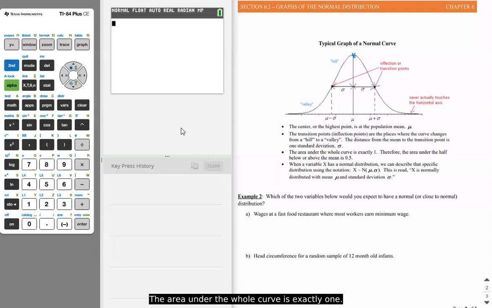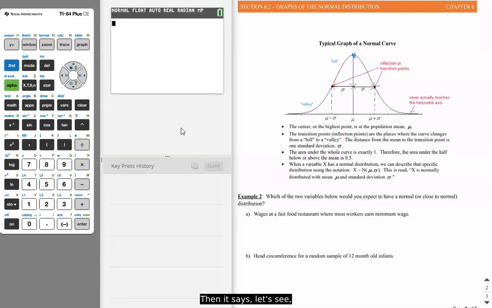The area under the whole curve is exactly 1. So I'm just going to briefly sort of color this in. What they're saying is everything underneath this curve, if we summed it all together, it would be 1. So that's what they're saying with that area. I'm going to erase that.